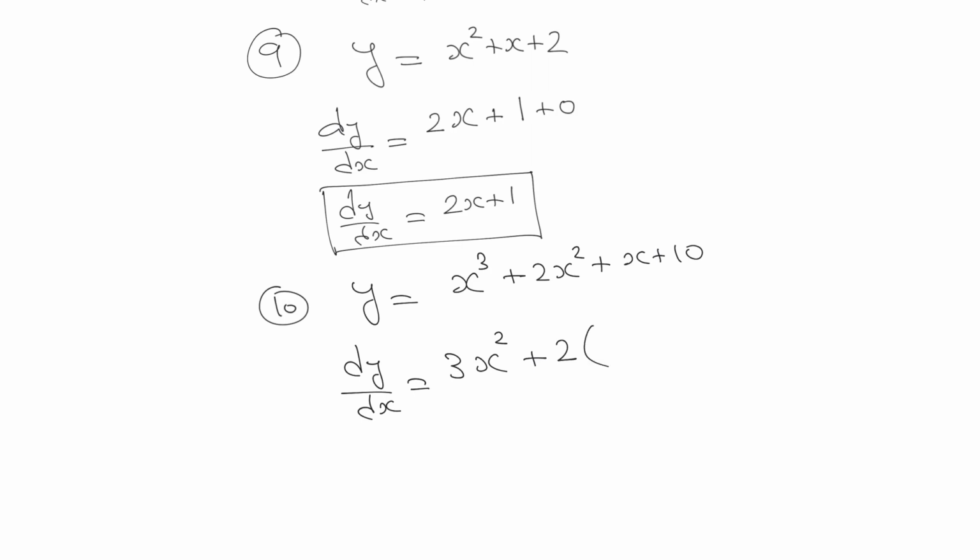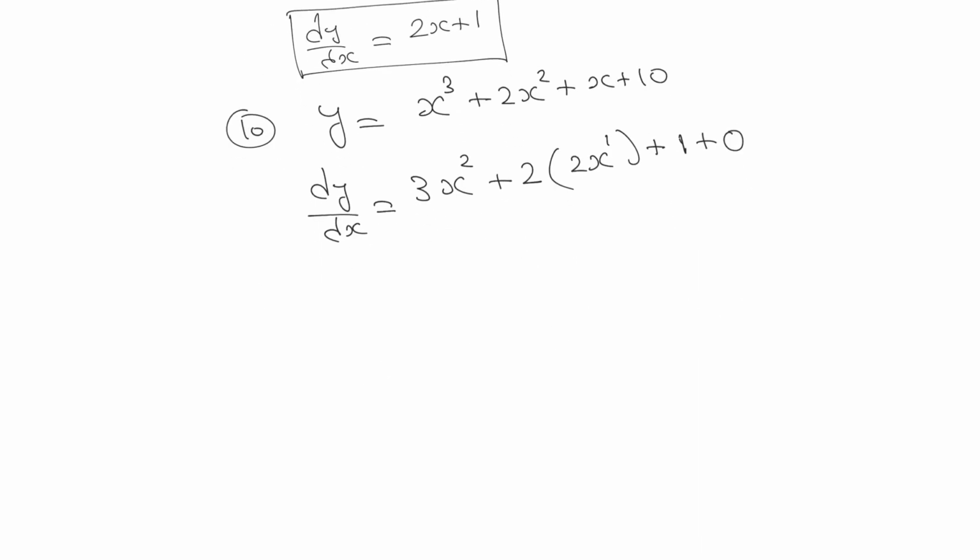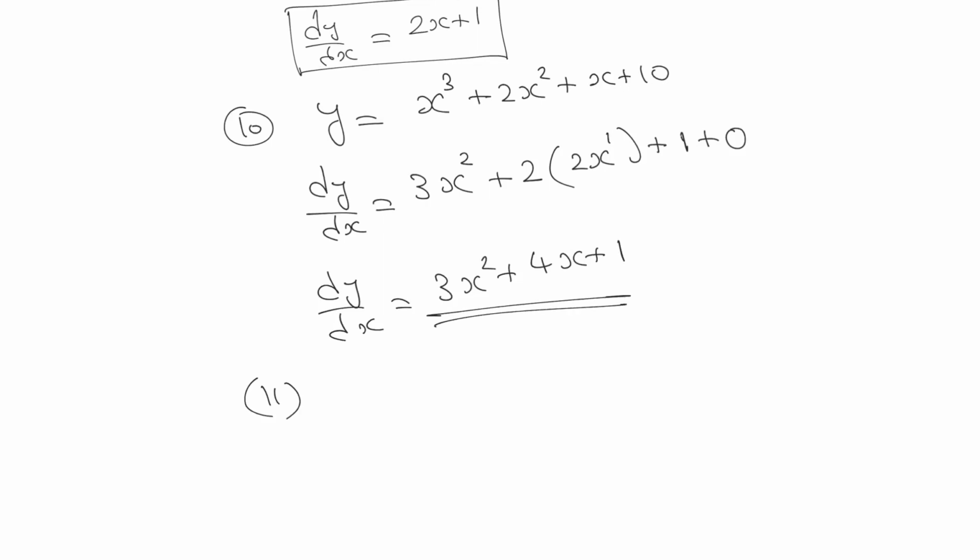Now we can go for 2 into x raised to 2 minus 1, which is 1, plus differentiation of x is 1 and differentiation of constant is 0. So we can write the value of this dy by dx will be equal to 3x square, and 2 into 2 is 4x plus 1. That will be the final answer. We can take one more example.